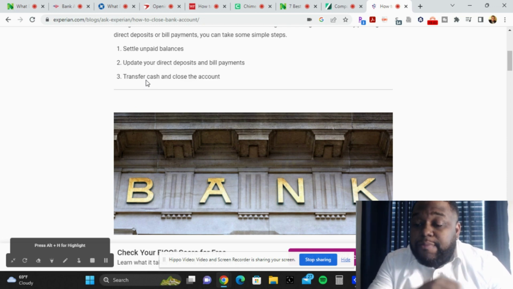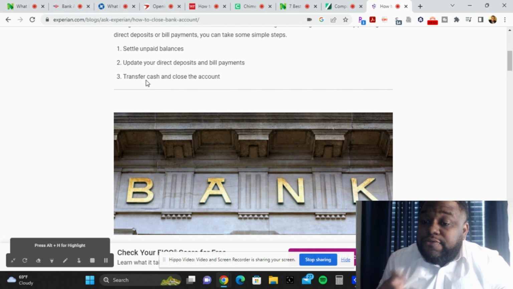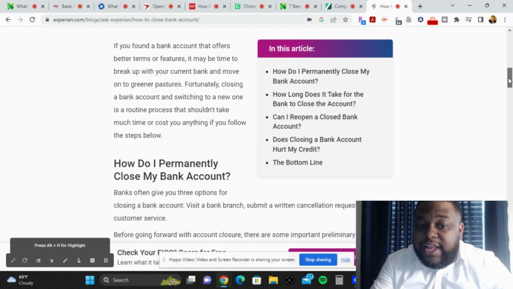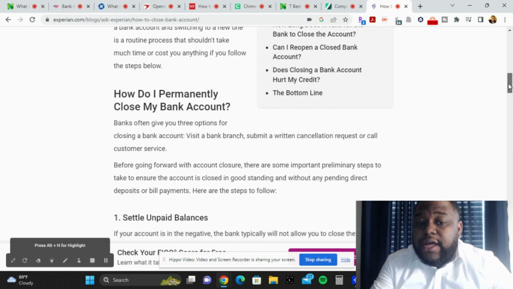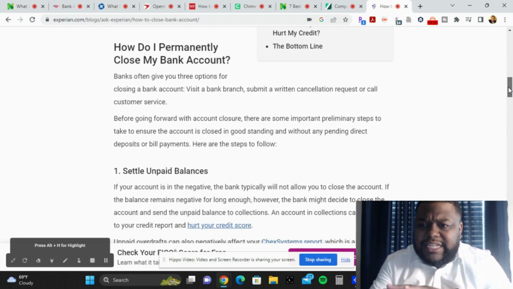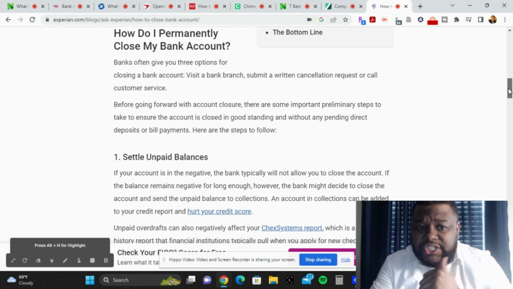Because let's say, for example, you have bills that are automatically recurring on a monthly basis, and you haven't fully gone into the different websites like AT&T, or your water bill, where you pay monthly. If you close the account all of a sudden and haven't gone through everything you need to, it can cause havoc in making sure that your bills are paid and not defaulting into collections.